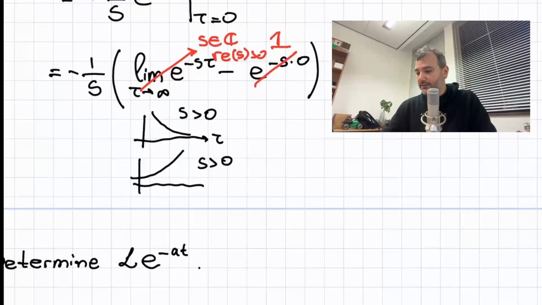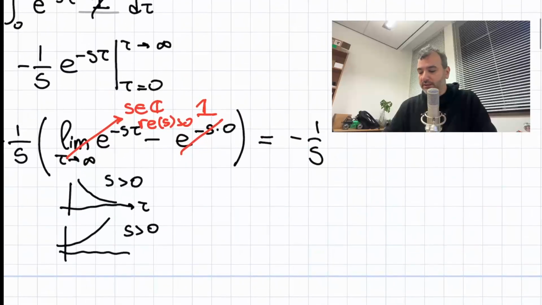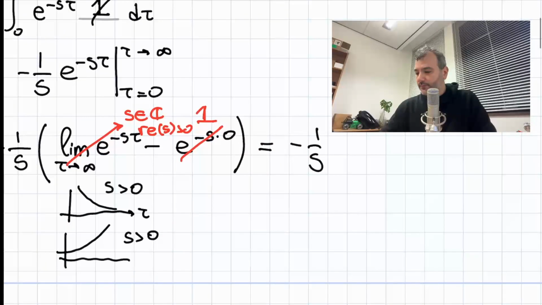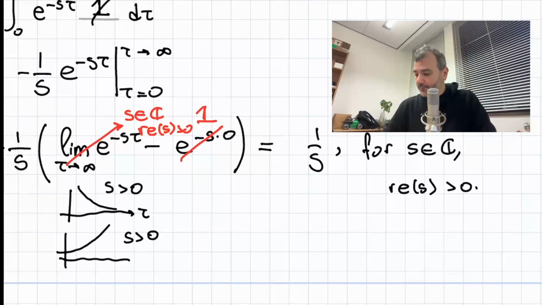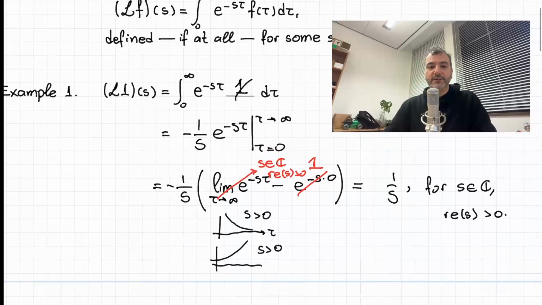So this is now equal to minus 1 over s, and this limit we said goes to 0, and we have this other minus. Oops, sorry, you couldn't see this. Minus 1 over s, and we have this other minus here, so this becomes a plus 1 over s. That's it, 1 over s. And this is defined for complex numbers s with a real part which is positive. And this was our first Laplace transform. The Laplace of 1 is 1 over s.